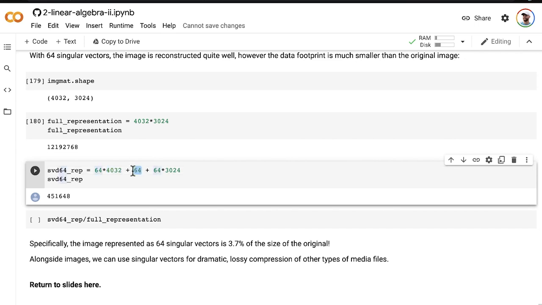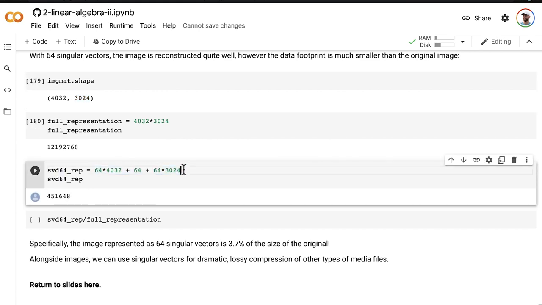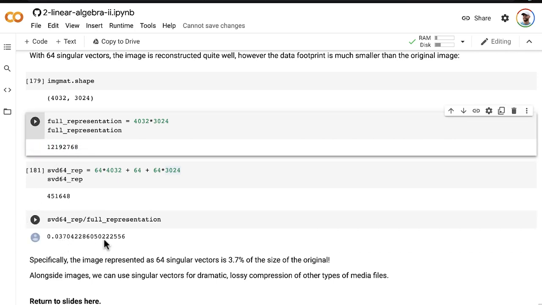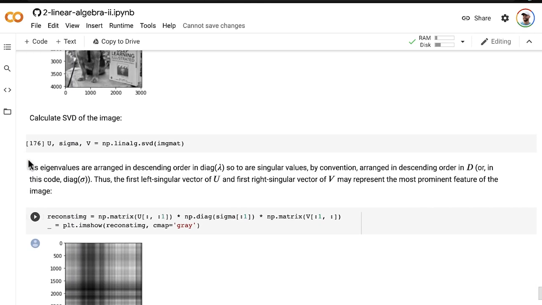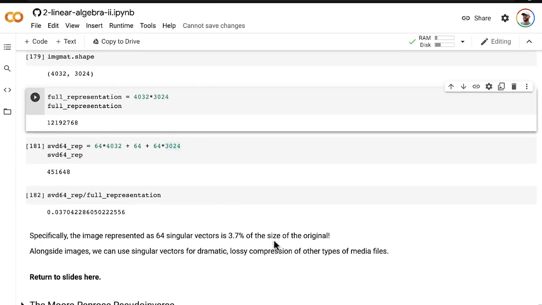We have 64 singular values. And then we have 64 right singular vectors, and each one of those right singular vectors has a length of 3,024, corresponding to the number of columns of our original matrix. So in total, we have 452,000 data points, and that is far fewer than our full representation. It's 3.7% as many data points required for our compressed image relative to our original image. So, yeah, pretty impressive, right?